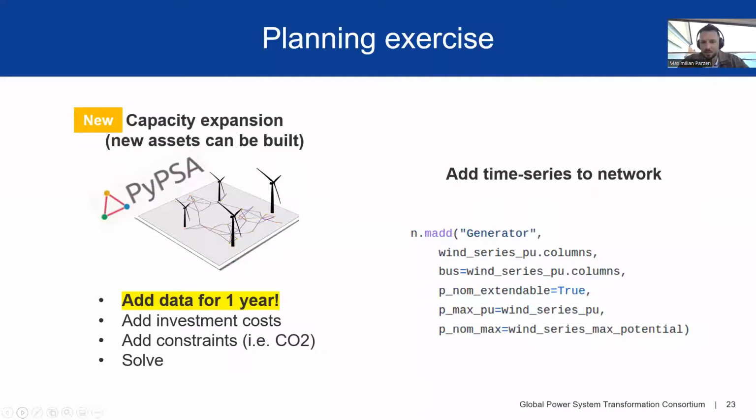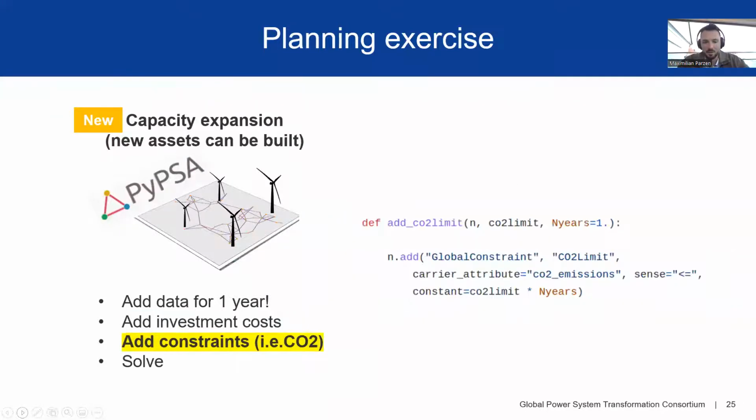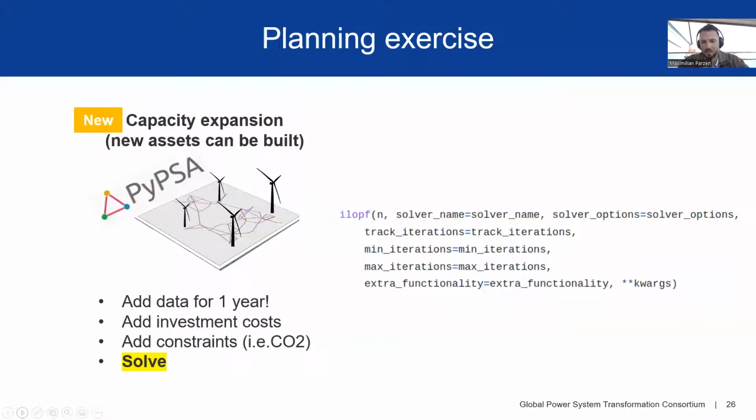That's, for example, the part where we added the time series data, the 1 year time series data. Moving to the next slide is where we added the investment costs. We added capital costs, marginal costs, and some technical details. Then we had to add some constraints, for example, the net zero constraint for the future scenario, or storage constraints. And then at the end, we added the solver part. And that was it.